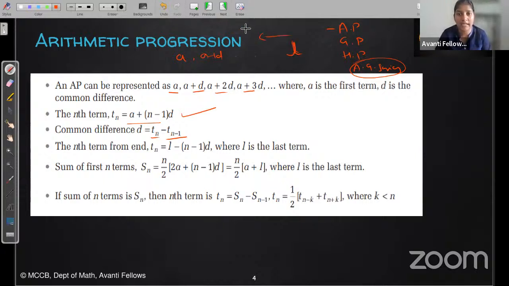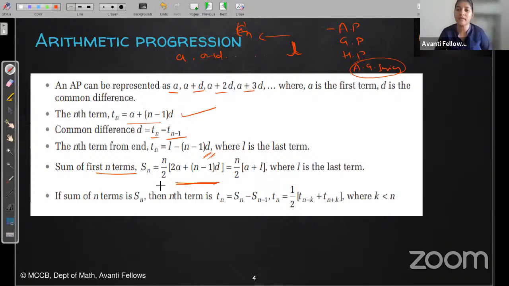From here, we are finding the nth term from the last, say Tn dash. It will be given by L minus (n minus 1) into D, okay? So the nth term from the last term is given by last term minus (n minus 1) into D. Fine? And the sum of the first n terms, yes, it's the important formula. The sum of the first n terms is given by n by 2 into (2a plus (n minus 1) into D).